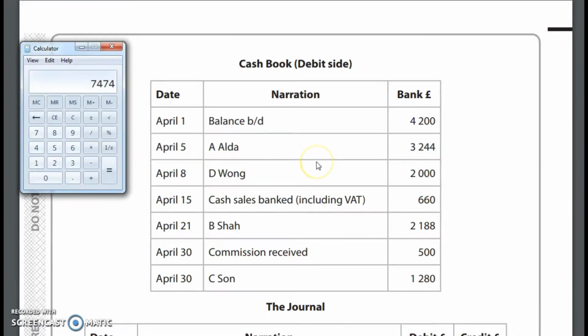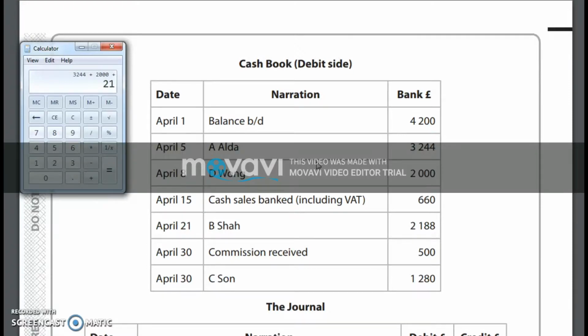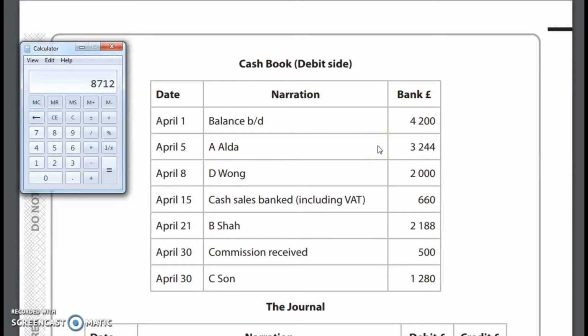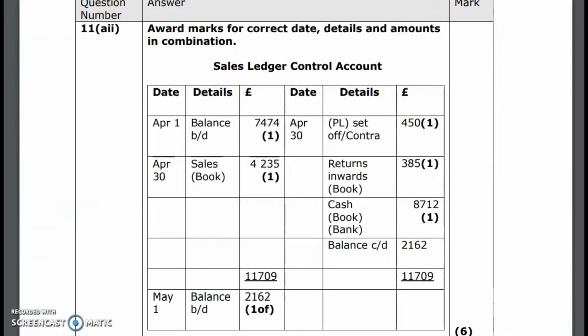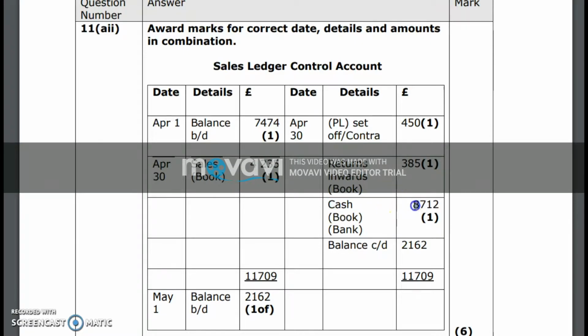So we have Alda 3244. Then we have Wong 2000. We have Bisha 2188 and C-Sun 1280, giving us a total of 8712. When the trade receivables pay us, the amount they have to pay in future reduces, so therefore the cash received should be credited. So the cash book figure is credited 8712, as you could see.